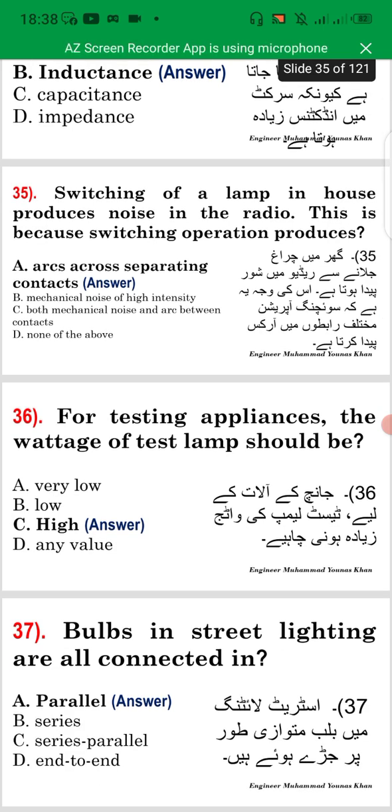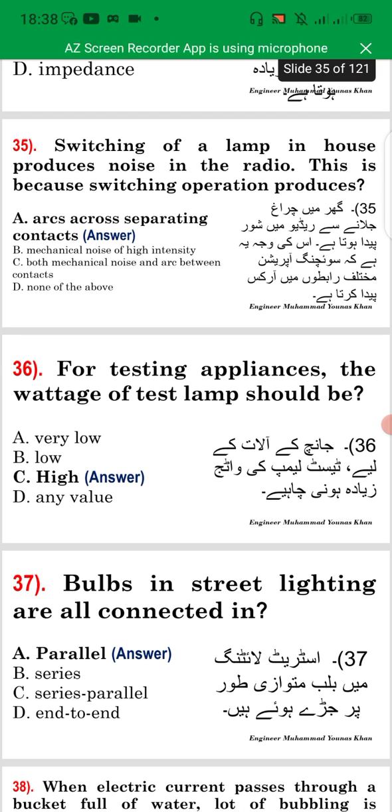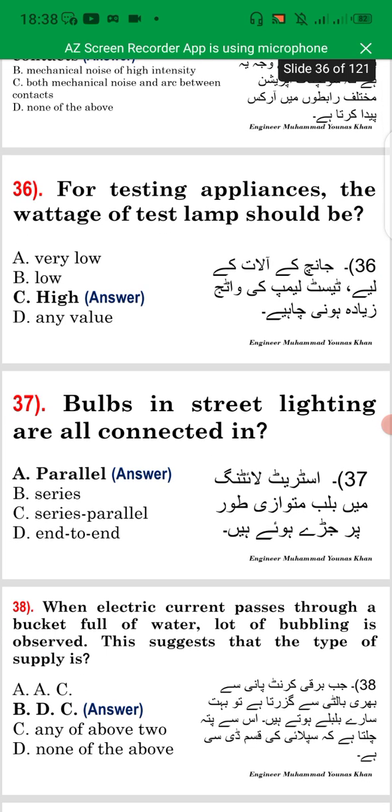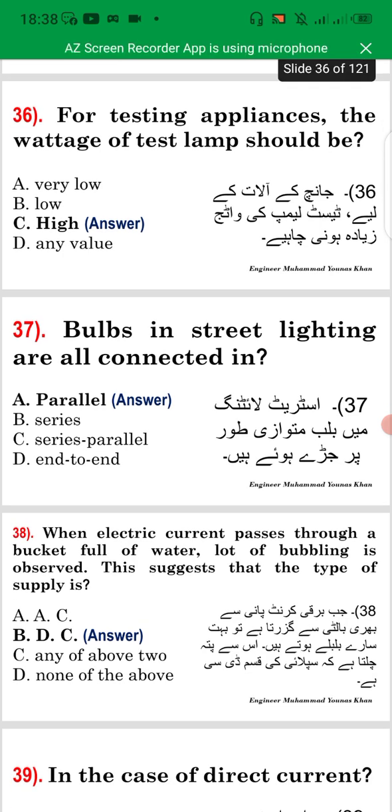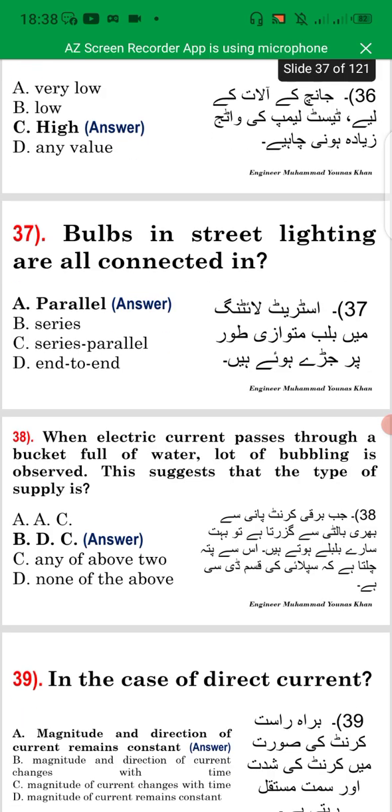For testing, the voltage of a test lamp should be very low, low, high, any value. The correct answer is high. Bulbs in street lighting are all connected in parallel, series, series-parallel, end to end. So the correct answer is parallel.